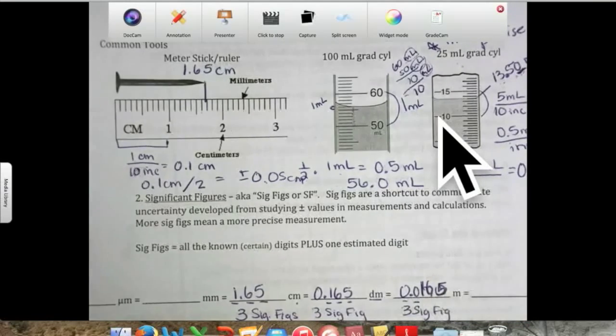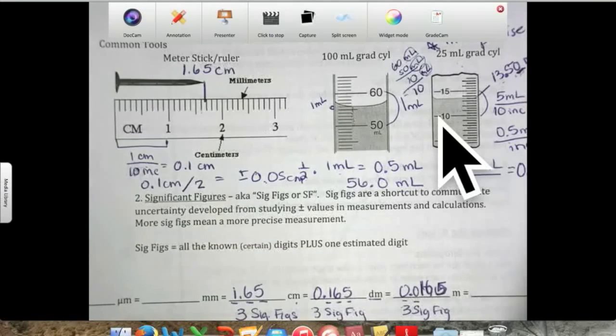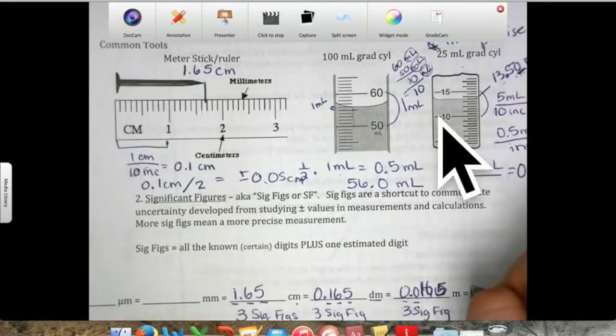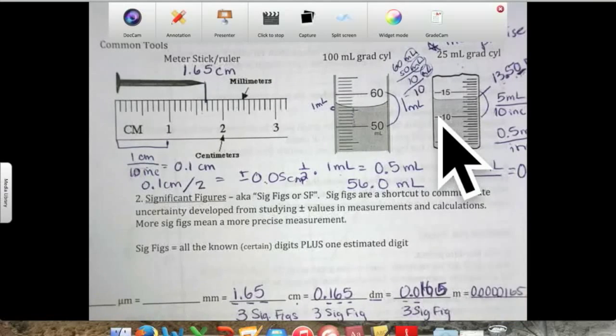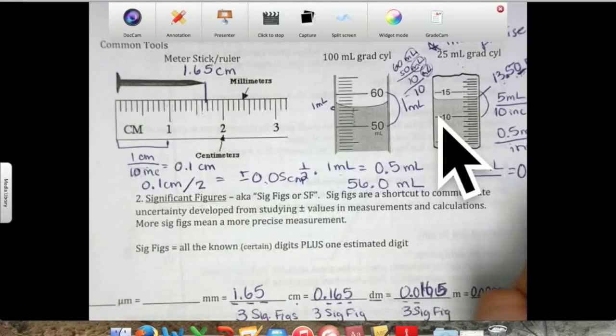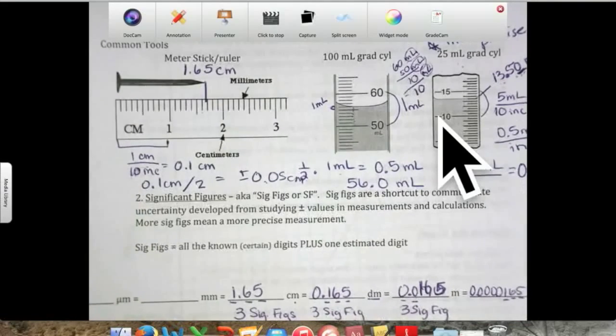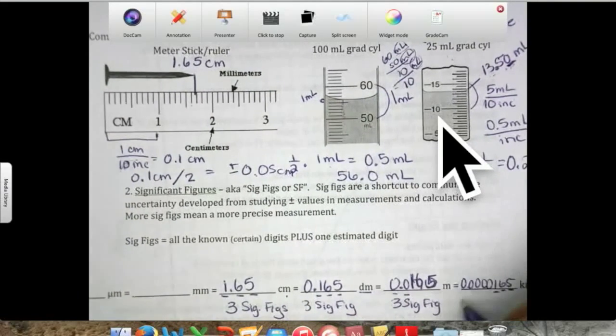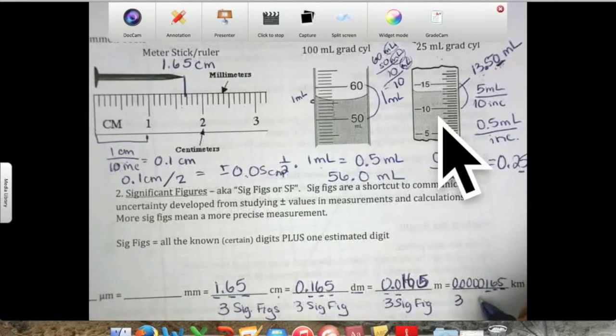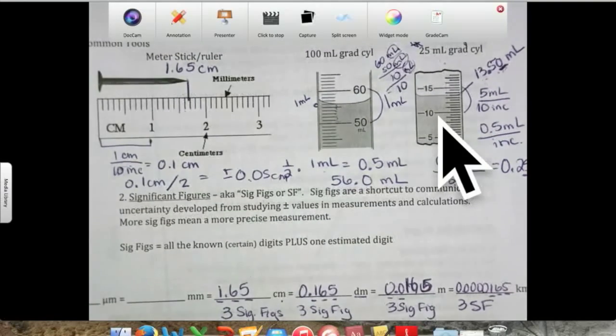And if we're converting it all the way to kilometers, we're going to jump a couple zeros in here. We're going to end up with 0.0000165 kilometers. We still end up with 1, 2, 3 numbers that we measured up at the top here. And so we're going to say that still, even though we have all those zeros in there, there's only 3 numbers that we've actually measured, so we're only having 3 significant figures.